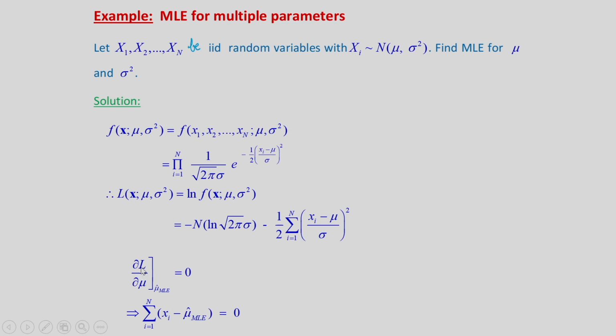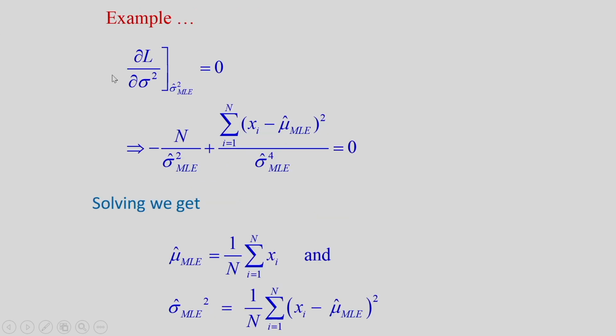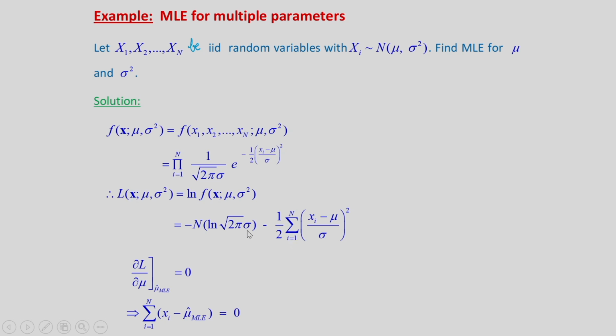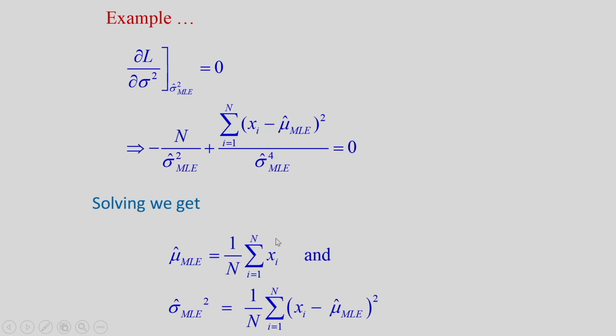If I take the partial derivative with respect to mu at the MLE, because the 2 and 2 will get cancelled, we get summation xi minus mu hat MLE, i going from 1 to n, must be equal to 0. This is one equation. Similarly, del L del sigma square at sigma hat square MLE is also equal to 0. From that we will get minus n by sigma hat MLE square plus summation xi minus mu hat MLE whole square, i going from 1 to n, divided by sigma hat to the power 4 MLE, is equal to 0. So, if I take the derivative with respect to sigma square, we will get this expression.